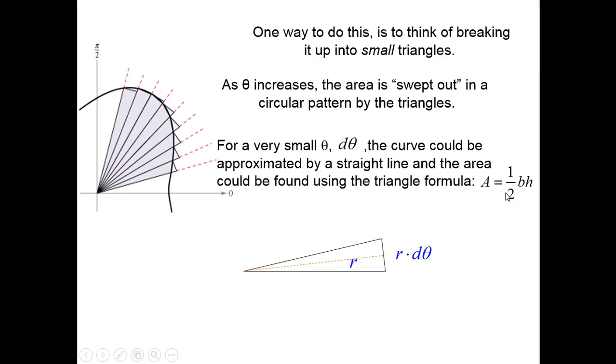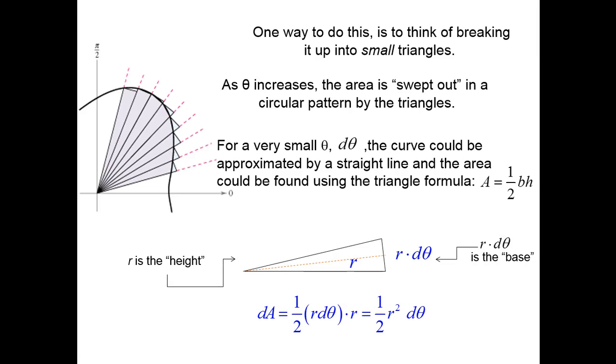So we have 1/2 base times height. Base is the r d theta, height is the r. So the area for this triangle, I'm going to call it dA, because it's a very, very small area, is 1/2 r d theta times r, or 1/2 r squared d theta.